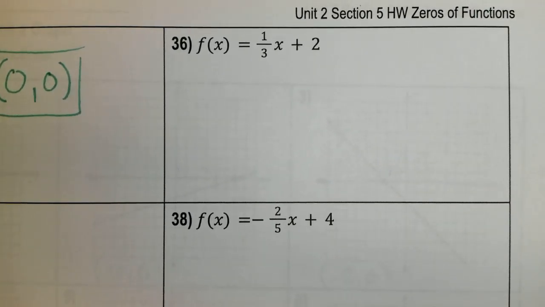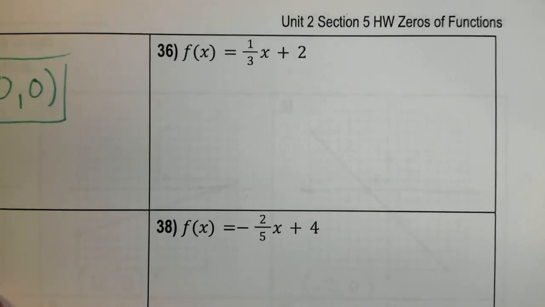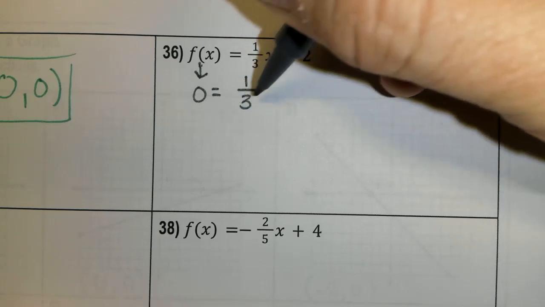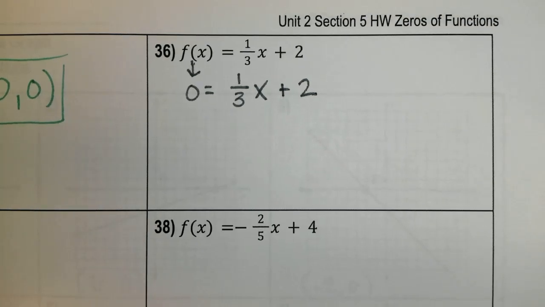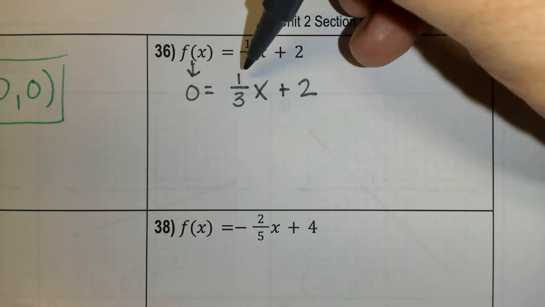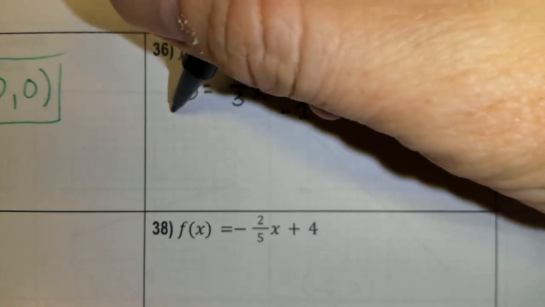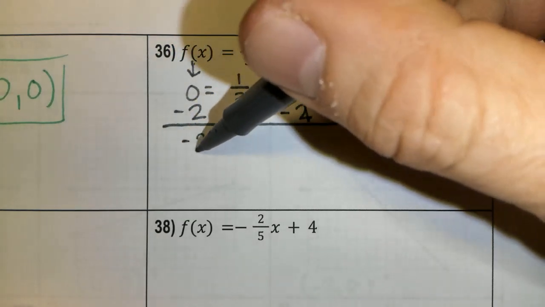Okay, let's do one with a little more excitement. The rest of these have numbers. I just put that one on there first on purpose, so we kind of have an easy start to fractions. But 36, so again, I change f of x to 0, because f of x is y, so no matter what, I change it to 0. Now I want to solve for x. So I do the same two steps as on the page before. I move my number, divide by my coefficient. My number is plus 2, so to move it, I do minus 2. 0 minus 2 is negative 2.